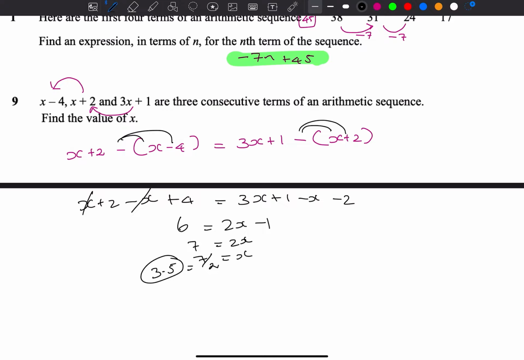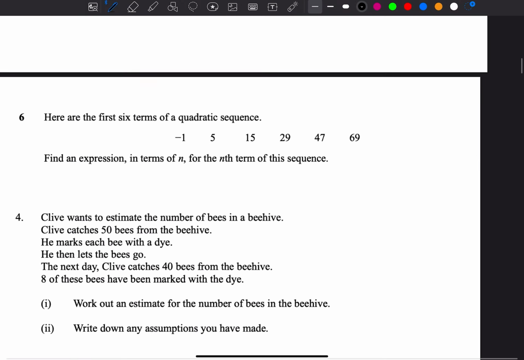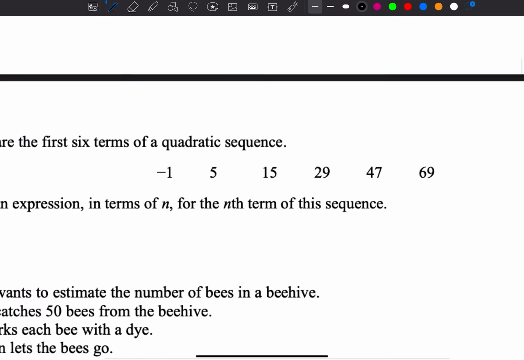Okay, you can write down that. Okay, that's the x. Moving on. Quadratic sequences, simple enough.